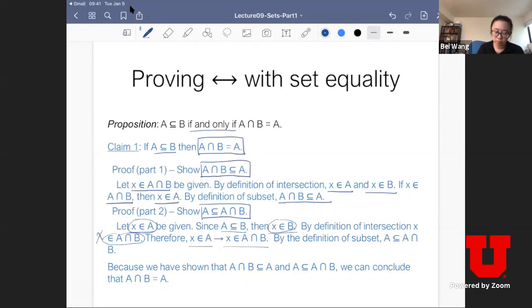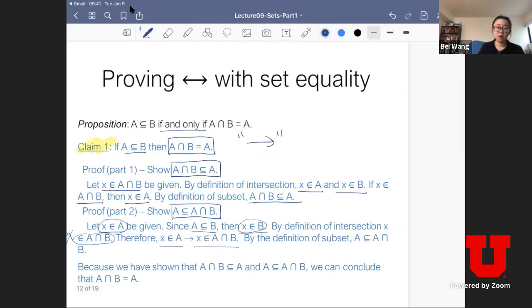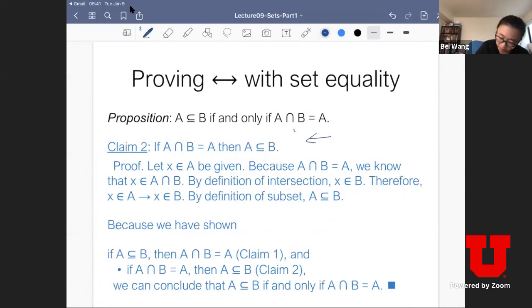So now I have only proved claim 1, the arrow going from left to right. I also have to prove the arrow going from right to left, which is: if A intersect B is equal to A, then A is a subset of B.